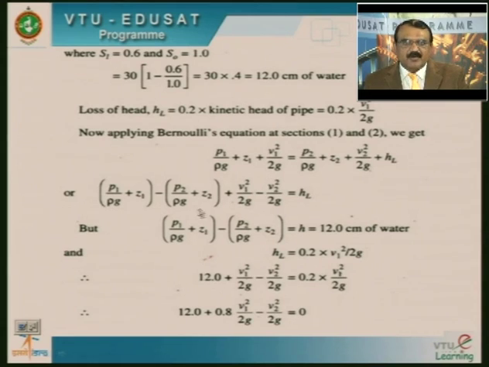Now, this whole term I am going to replace by 12. Therefore, you are going to get 12 plus V1 square by 2g minus V2 square by 2g must be equal to, remember, HL is equal to 0.2 times the kinetic head of the pipe. Therefore, it is 0.2 into V1 square by 2g. Now, if you simplify, there is a V1 term here, so bring this V1 term to the other side, and with some simplification you are going to get 12 plus 0.8 V1 square by 2g minus V2 square by 2g is equal to 0. I hope these steps are clear.